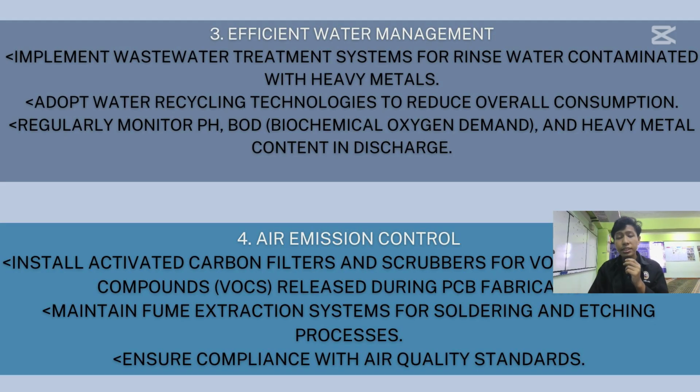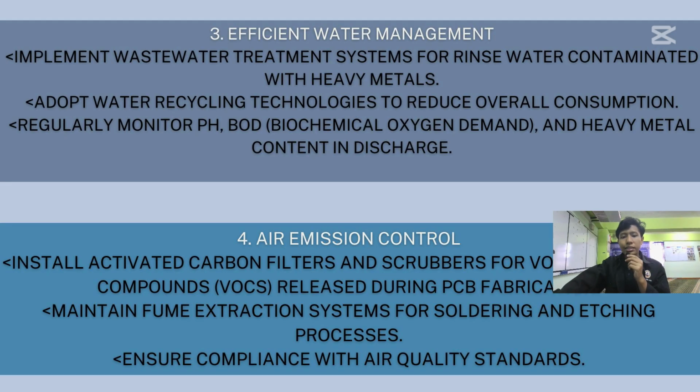Key number 3 is efficient water management. So, implement wastewater treatment systems for rinse water contaminated with heavy metals. Adopt water recycling technologies to reduce overall consumption. Regularly monitor pH, BOD or biochemical oxygen demand, and heavy metal content in discharge.